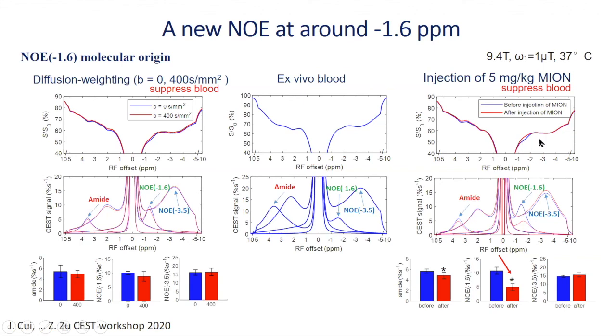So this is the figure that I showed on the first page of this part. This is a fitted peak, and this is the statistical result from amide, NOE at minus 1.6 and NOE at minus 3.5. We found that this NOE at minus 1.6 decreased significantly.